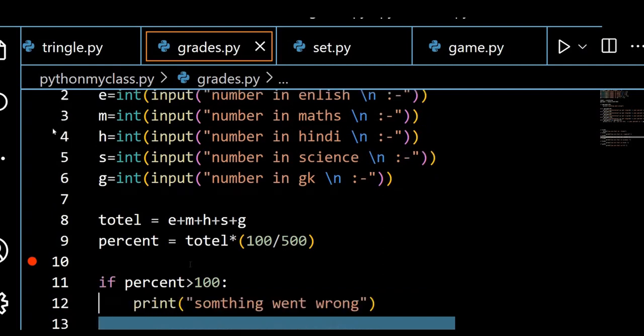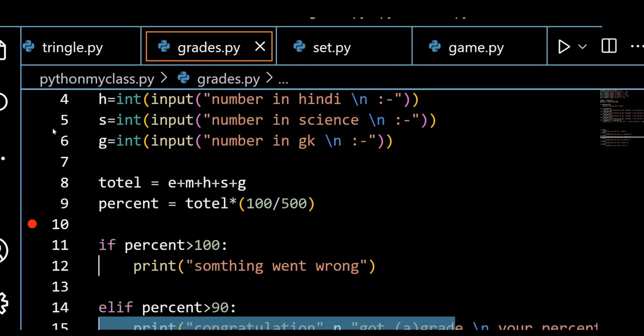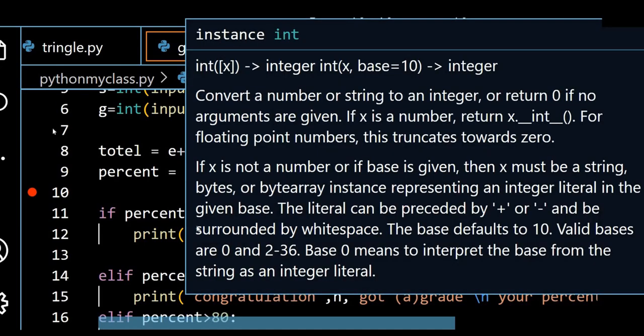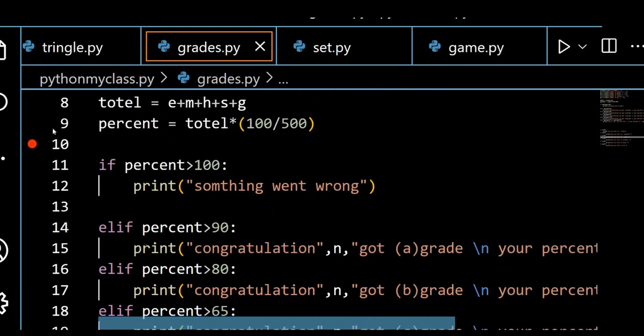Then I have calculated the sum of the total numbers, and then I have calculated the percent. For the percent I have used this formula. I have assumed that the numbers are going to be out of 100, so the formula I have made is total into 100 by 500. Then I have put in some conditions. The first condition says that if the percent is greater than 100, we will print that something went wrong. Why? Because if the percent is greater than 100, then there would be something wrong, because percent cannot be more than 100.